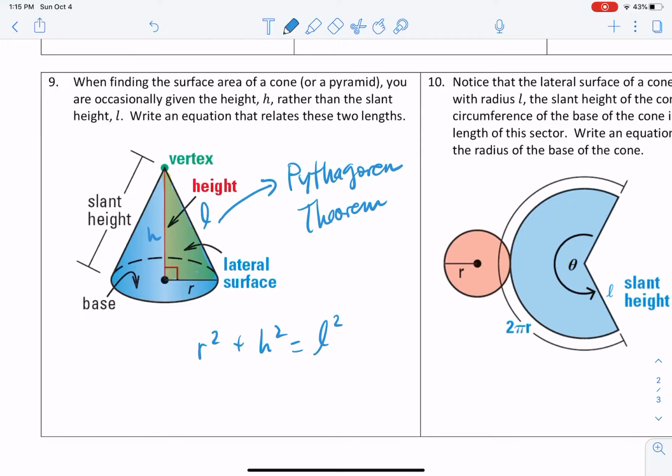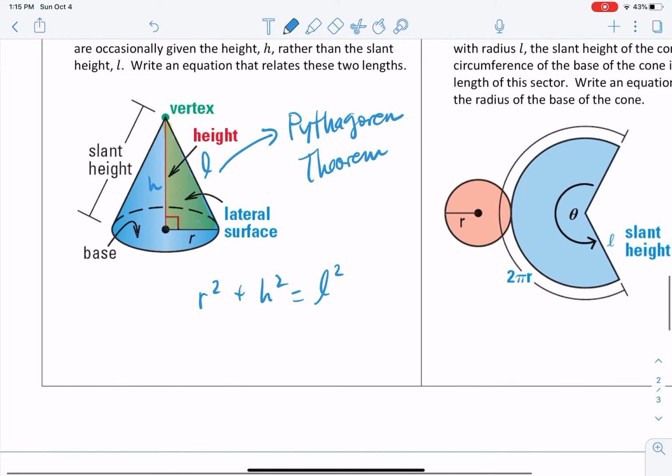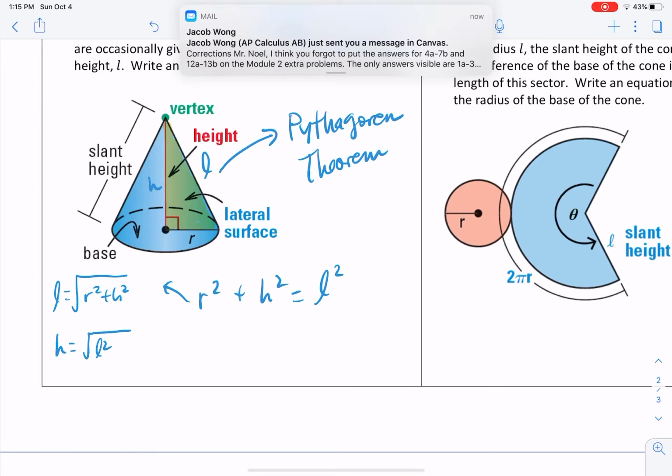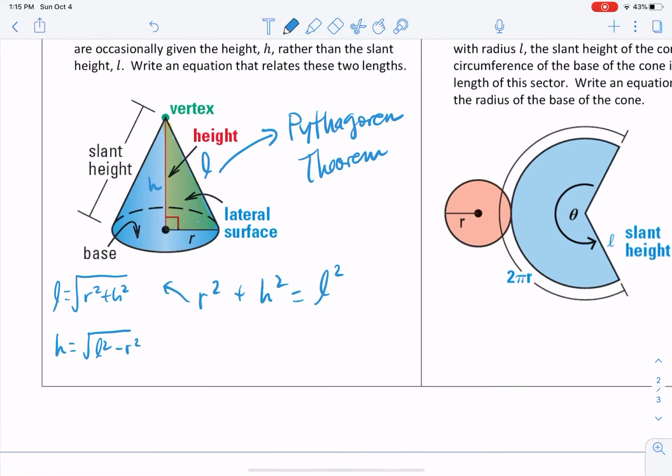So when I'm solving this for my slant height, and I knew what the radius length was, and I knew what the height was, I would take the square root of both sides, and I would get that L is equal to the square root of R squared plus H squared. Or if I was given the slant height and I needed to find the height, and that will come up in the volume kind of questions, I would do the opposite. I'd have to subtract over the R squared and then take the square root. So that one would be H is equal to the square root of L squared minus R squared. So I might see it in either of those two forms.